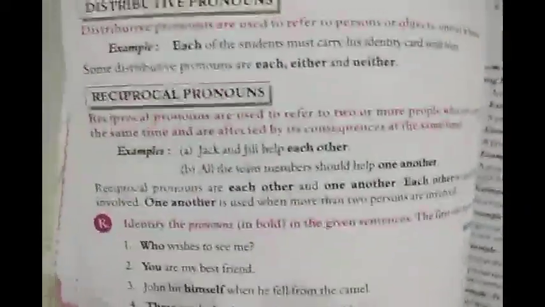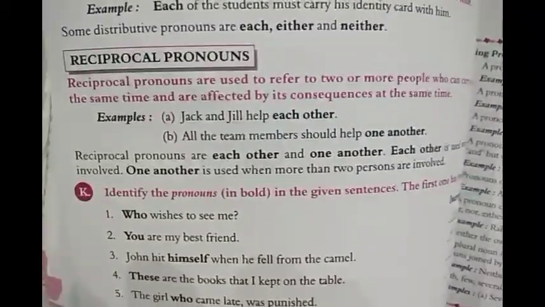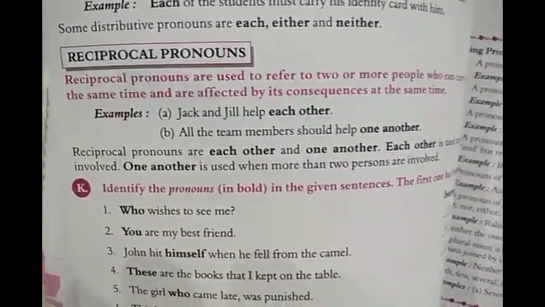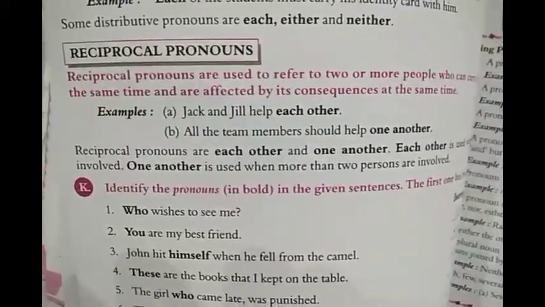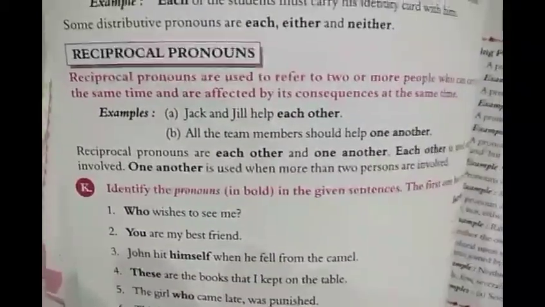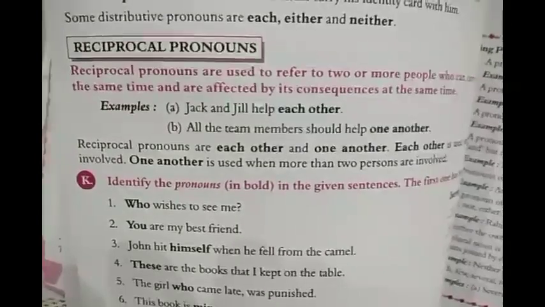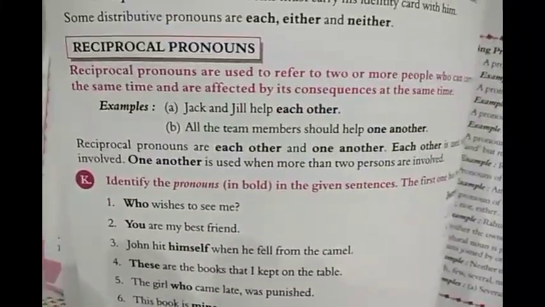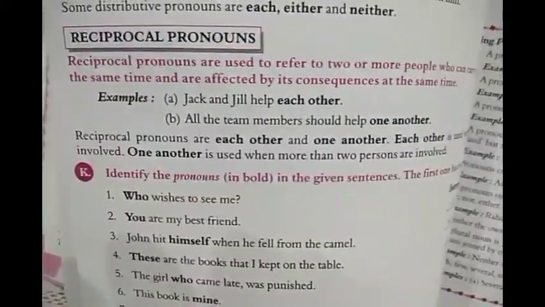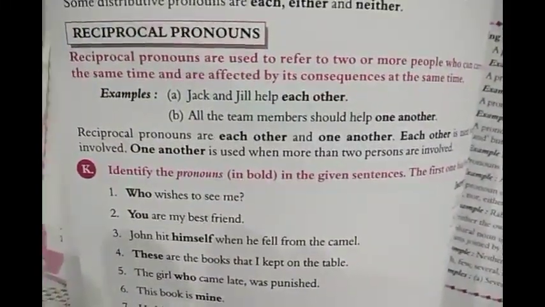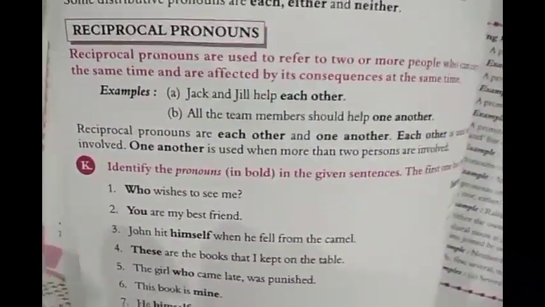And the last kind of pronoun is reciprocal pronouns. We use reciprocal pronouns when each of two or more subjects is acting in the same way towards the other. Examples: each other, one another. You can say, they help one another. The action helped has affected the two persons involved. So there must be two or more people involved at the same time.